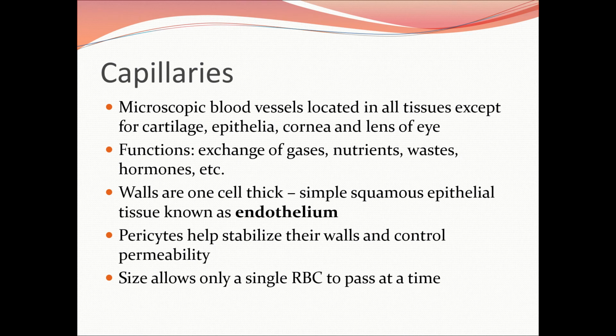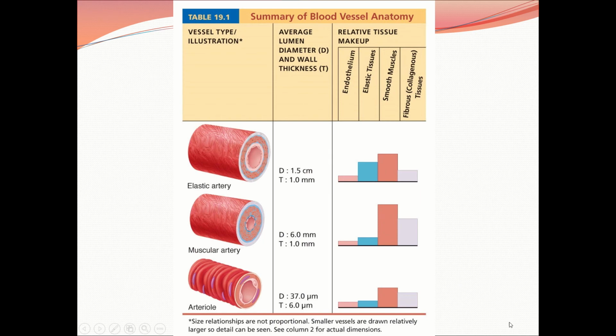Capillaries are microscopic blood vessels located in all tissues except for cartilage, epithelia, the cornea, and the lens of the eye. The functions of capillaries are for the exchanges of gases, nutrients, wastes, and hormones. Capillary walls are 1 cell thick, and they consist of simple squamous epithelial tissue known as the endothelium. Remember, the endothelium lines the blood vessels, such as these larger arteries. So capillaries are just one lining thick.